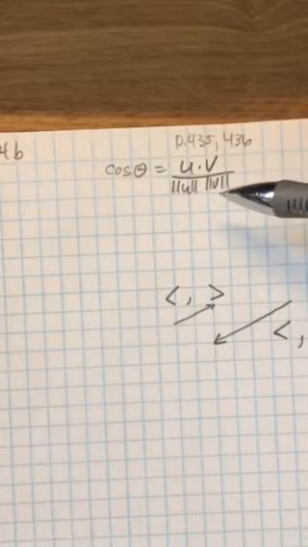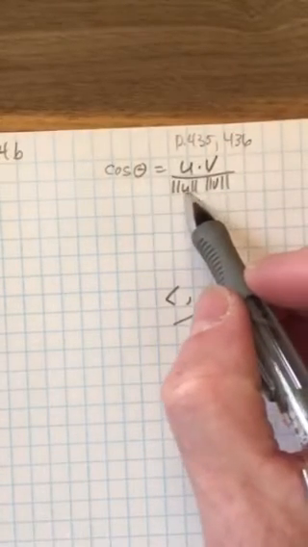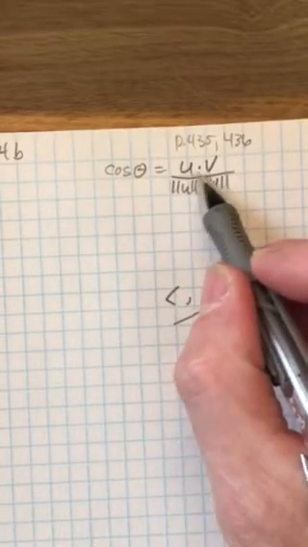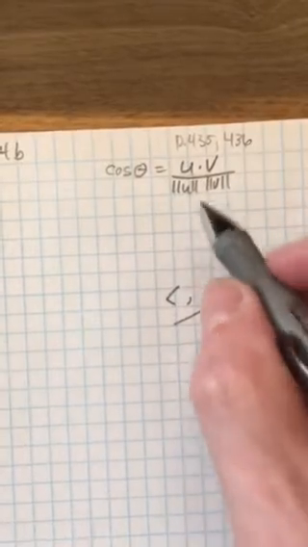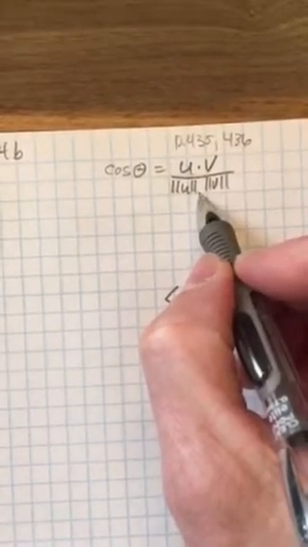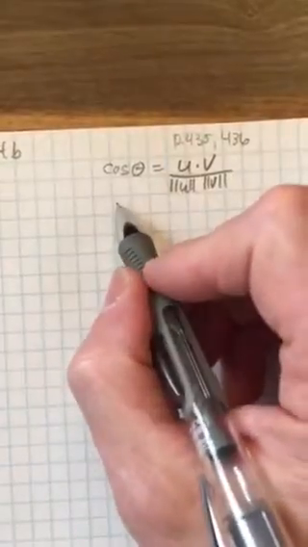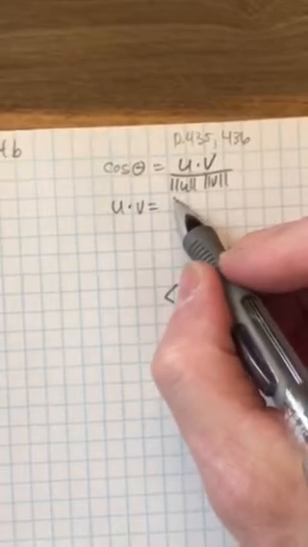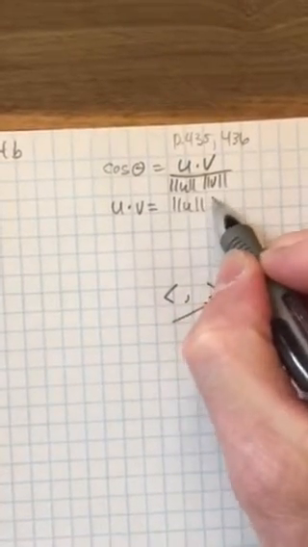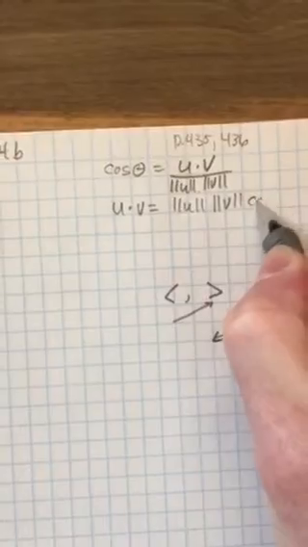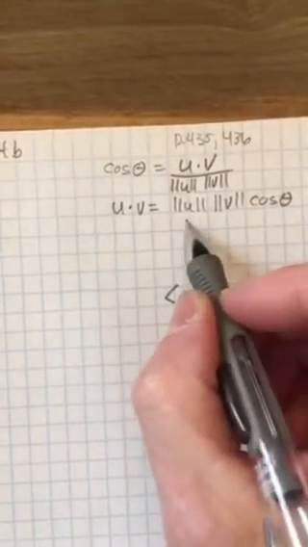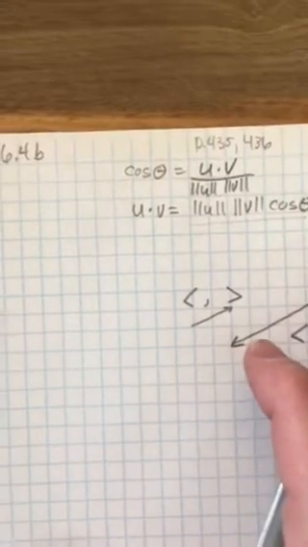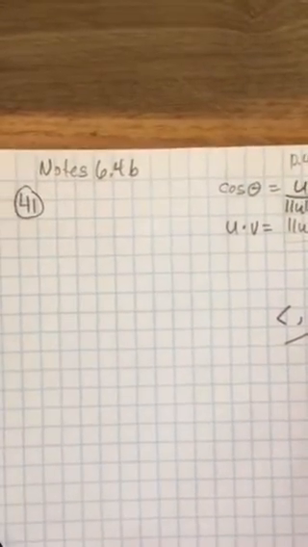And we're going to be making use of a transformation of this equation. I could get u dot v by itself by multiplying both sides by the magnitude of u times the magnitude of v. So that would look like this: u dot v is equal to the magnitude of u times the magnitude of v times the cosine of theta. And in fact, that's on the top of page 436. And that's the formula we're going to use for number 41.